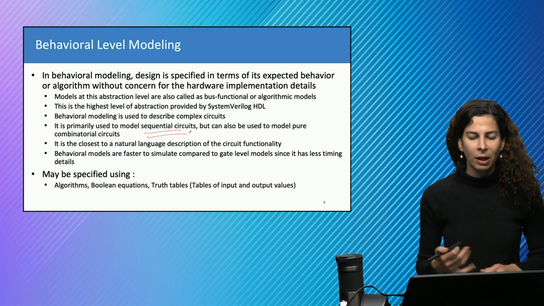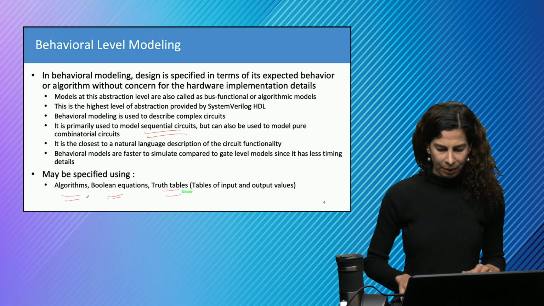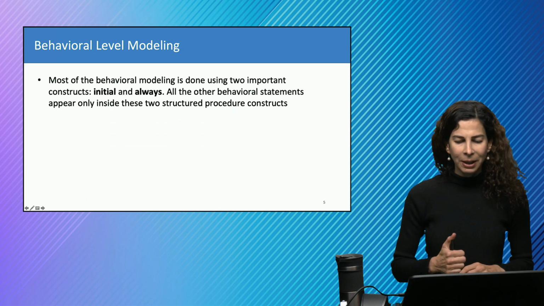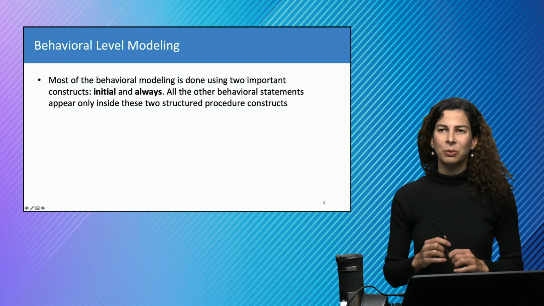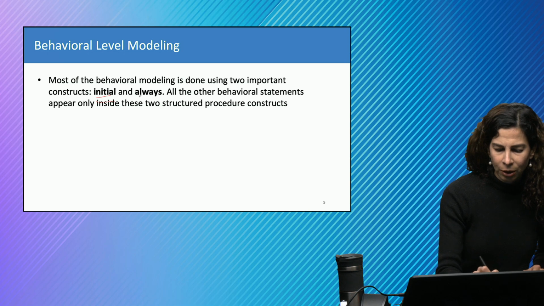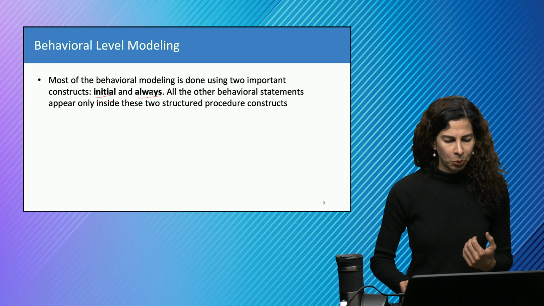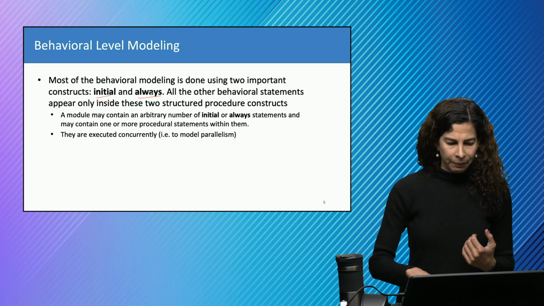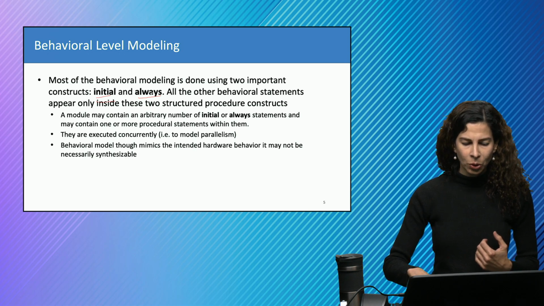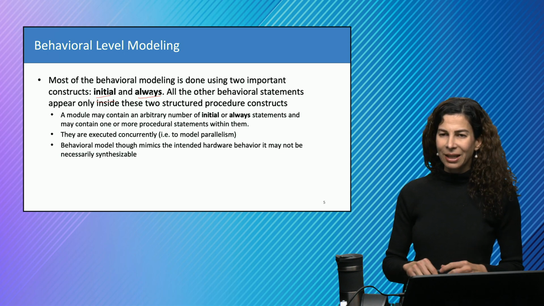We could use Boolean logic, truth tables, or algorithms to describe the behavior. The behavioral modeling is typically done using two important constructs, the initial and always constructs, and the statements usually appear within these two constructs. They are executed concurrently, parallelism is assumed, and they may not necessarily be synthesizable. Let's take a closer look.